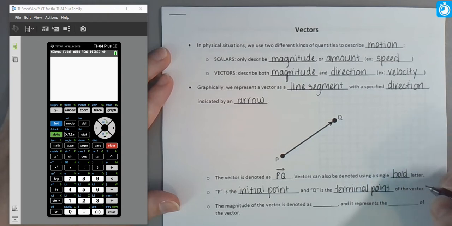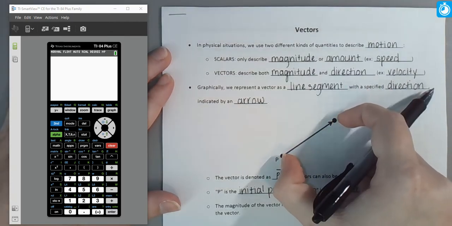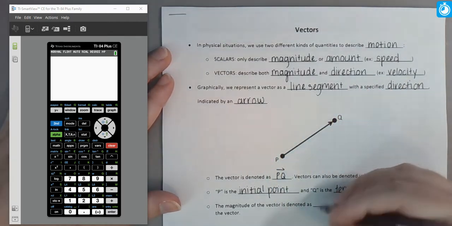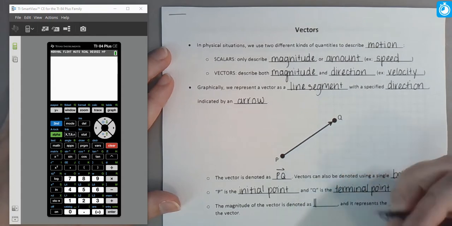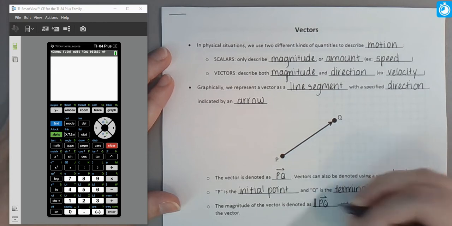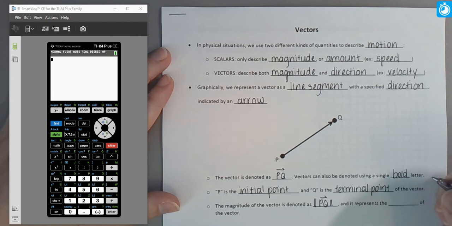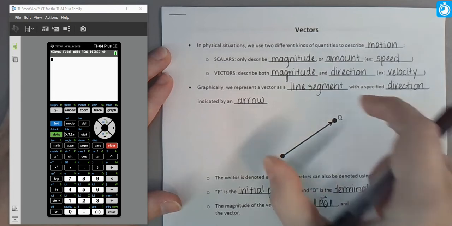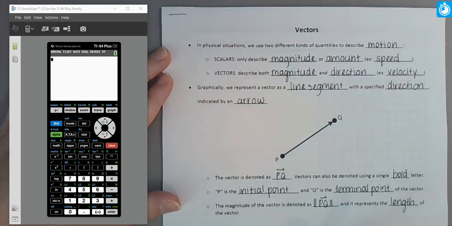Now, if we want to talk specifically about magnitude, the magnitude is going to be the length of this segment. The notation for magnitude looks very similar to absolute value notation, except we use double bars. We write the name or label for the vector inside the double bars. Again, this represents the length of the vector. If we're thinking graphically, it's the length of this line segment. That is the amount that this vector happens to represent.